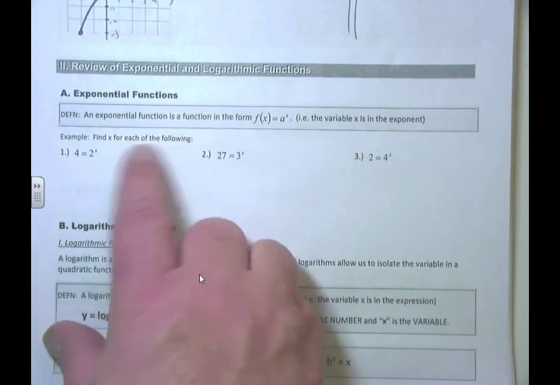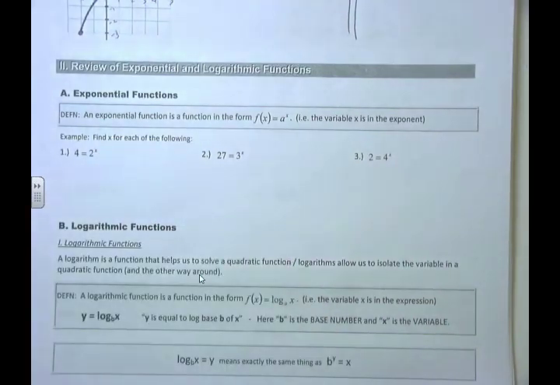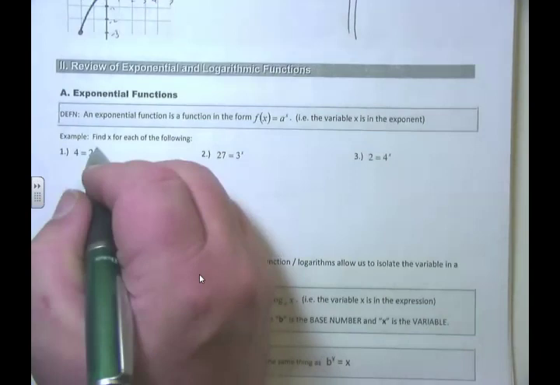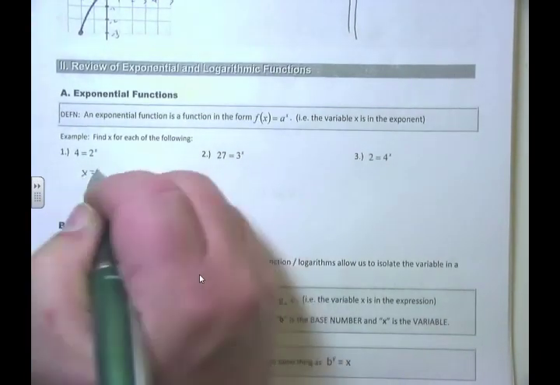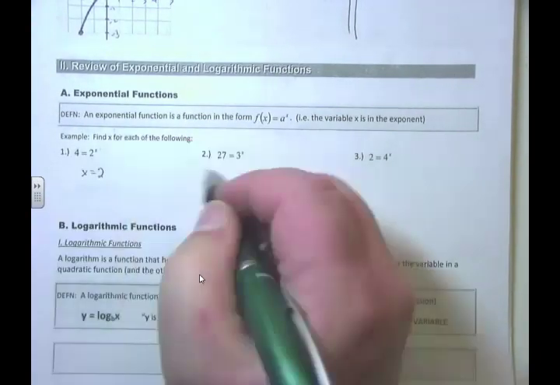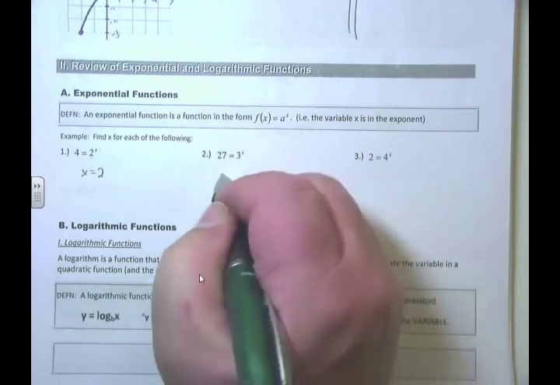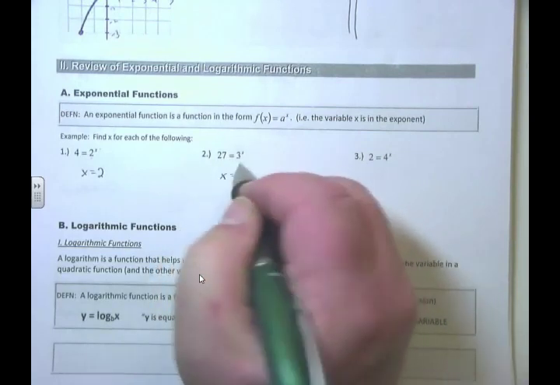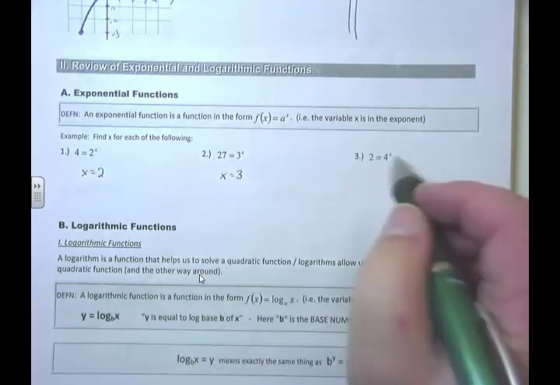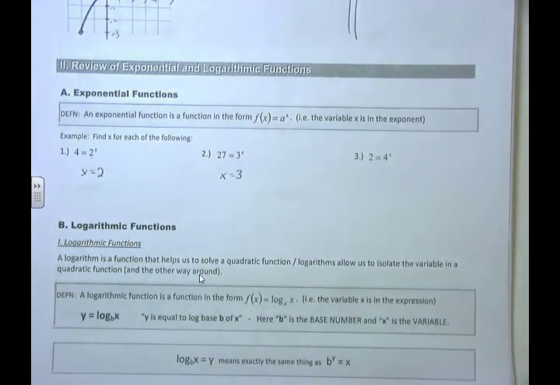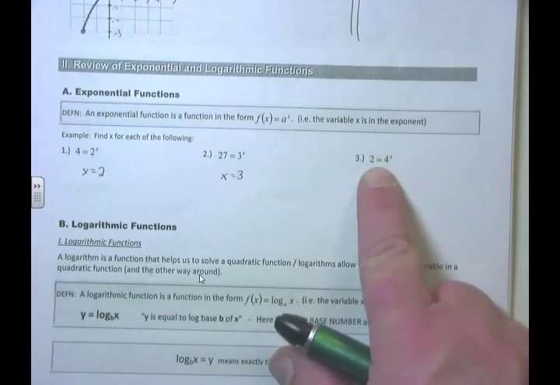Find the x for each of the following. Solve for x here. 4 is equal to 2 raised to x. What does x have to be equal to? 2, because 2 squared is 4. 27 equals 3 to the x. What does x have to be equal to? 3 to what power equals 27? 3. All right, here we go. 2 equals 4 to the x. What value of x do you have to get 2? 4 raised to what power equals 2? What's the relationship between 4 and 2? Well, the square root of 4 is 2.